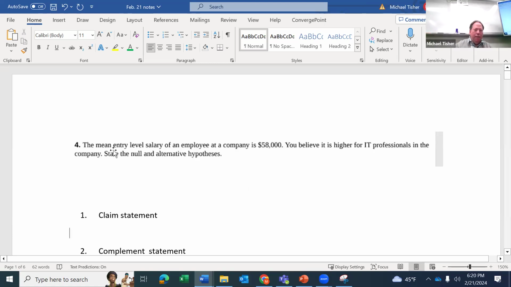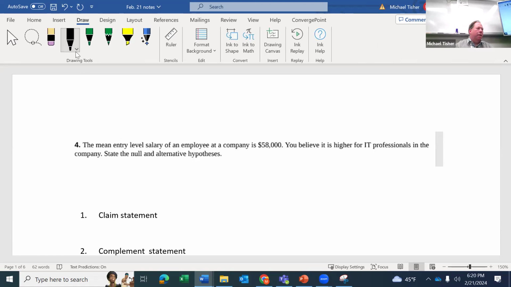And it's talking about the mean. Again, we always make a claim about the population, and it's going to be the population mean, which is which Greek letter? Mu, yes. Again, we believe it's higher than 58,000, and so symbolically we believe that mu is greater than 58,000. So that's our claim statement for this exam.